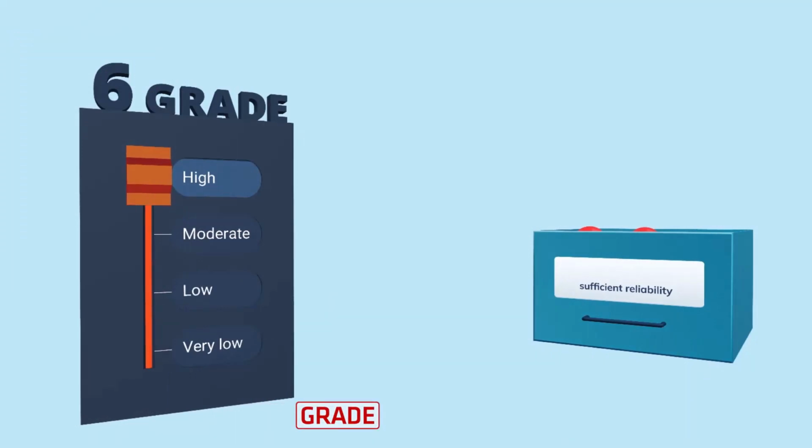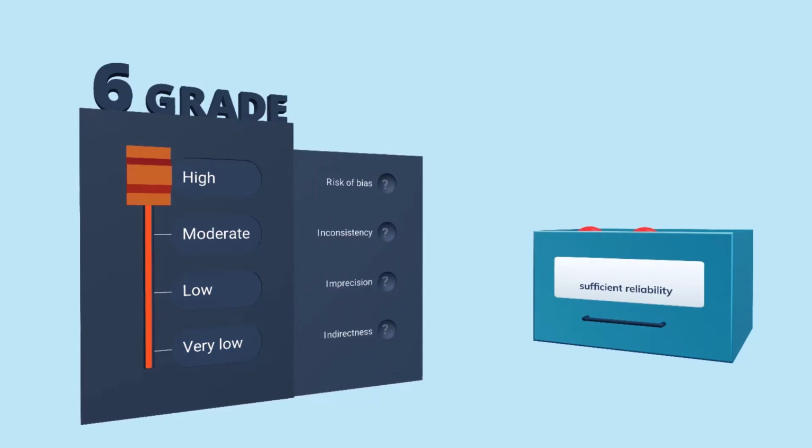In this last step of the marble run, you grade the quality of the evidence as high, moderate, low, or very low. You do this by first considering the risk of bias. If you find a risk of bias, you downgrade. If there is inconsistency, imprecision, or indirectness, you can downgrade by another level.